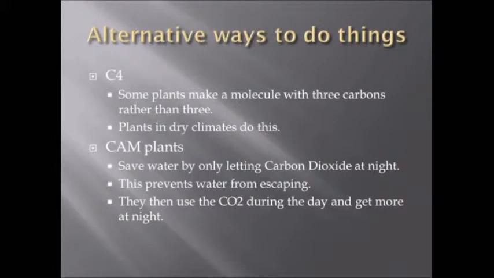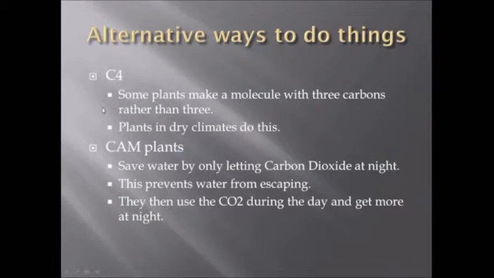So, there are some alternative ways of doing things. There are two ways that are different from the cycles I told you about here. The first one's called a C4 pathway. A C4 pathway is basically just a way to save water. Some plants make a molecule that has 4 carbons rather than the usual 3 carbons, and essentially it's a different way of doing things. It saves water. You don't have to know much about this.